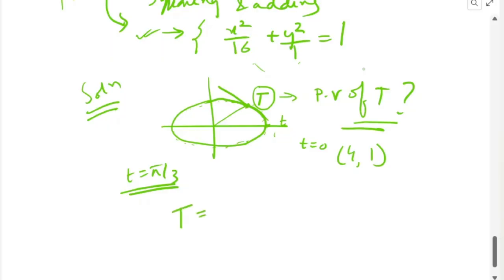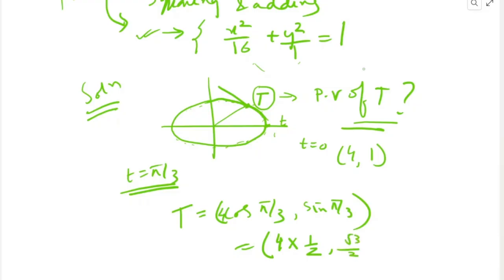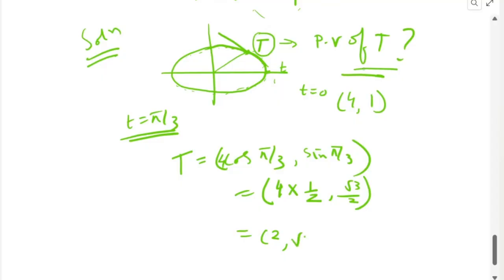Capital T equals cos pi by 3, 4 cos pi by 3, comma sin pi by 3. That means whatever pi by 3 gives, 1 by 2 and root 3 by 2. So with pi by 3 you are taking, this is becoming the point 2 comma root 3 by 2, like this. Okay. So this is the point of tangency.